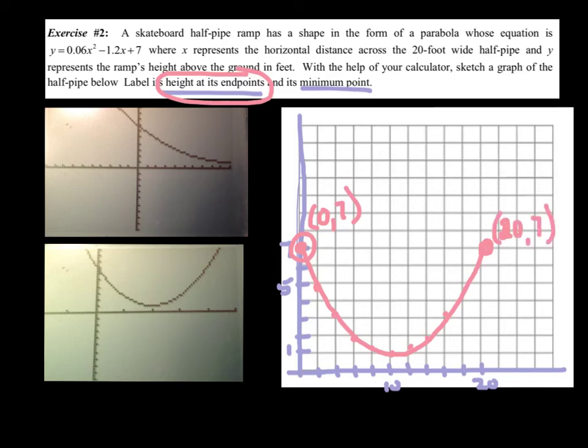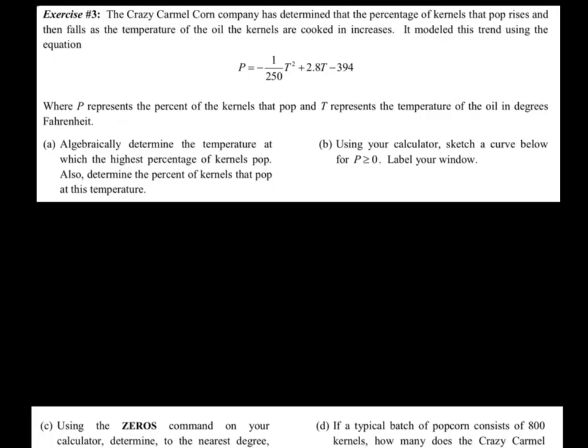And then the minimum point was right here at 10. I ended up with 10, 1 for a height. We got lucky this time, it was a friendly number, 10, 1. If it wasn't a friendly number, we could have gone to our second calc menu and used the minimum feature. We would have had to create a left bound and a right bound, and then guess, and we'd have gotten 10, 1.